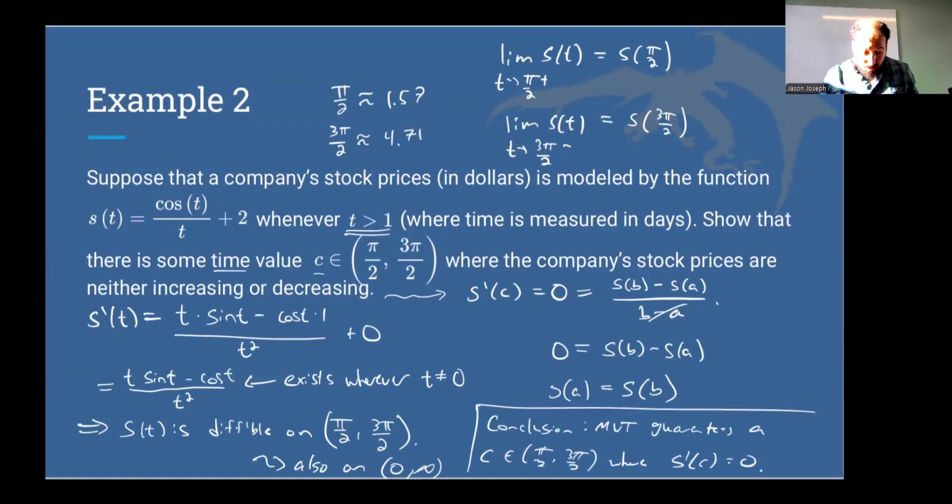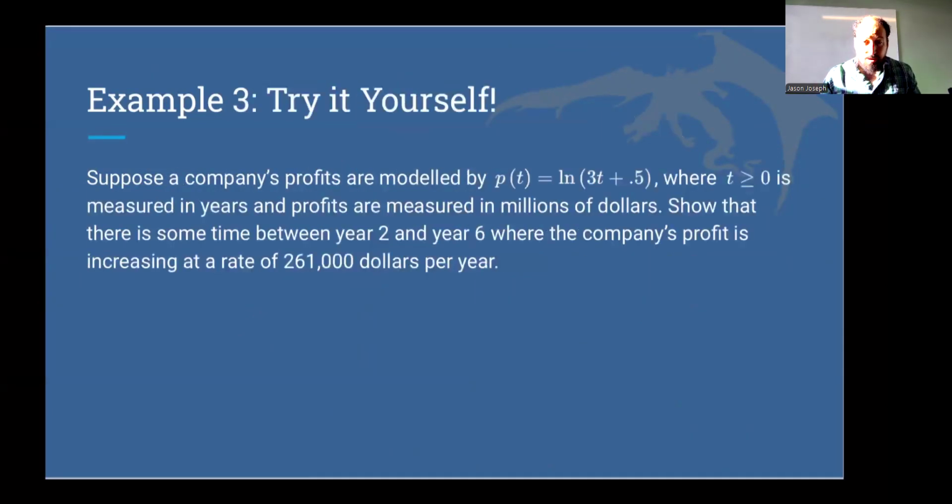All right. So here's a try it yourself problem. A company's profits are modeled by this function P of t, where time is measured in years and profits are measured in millions of dollars. So there's a time between year 2 and year 6 where the company's profit is increasing at a rate of $261,000 per year. So give that a try.